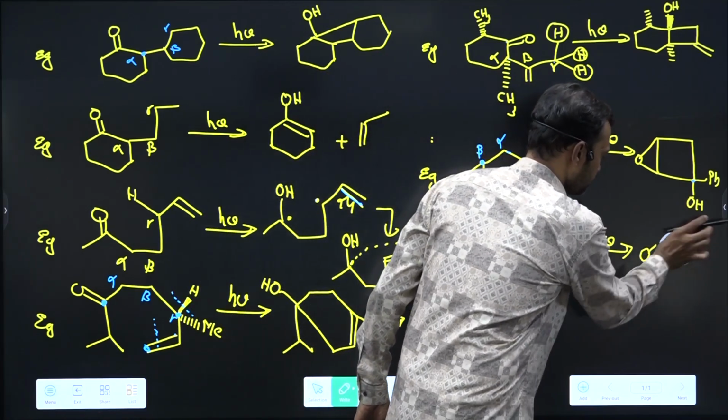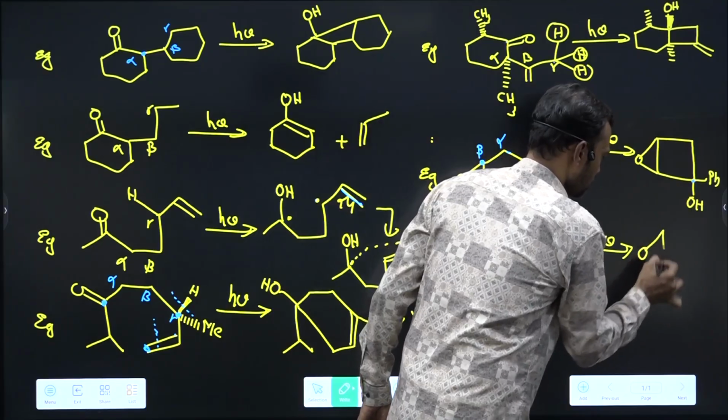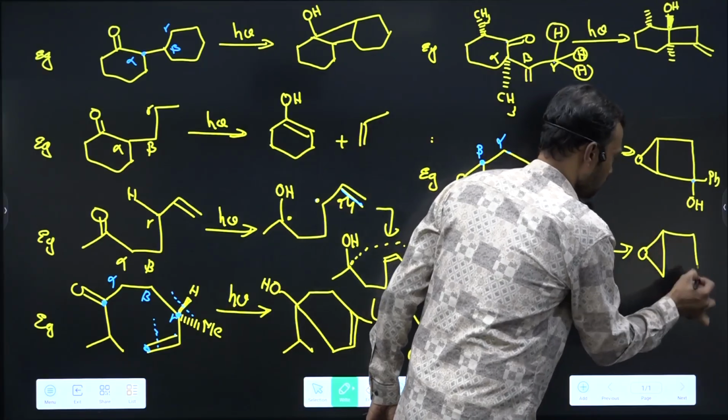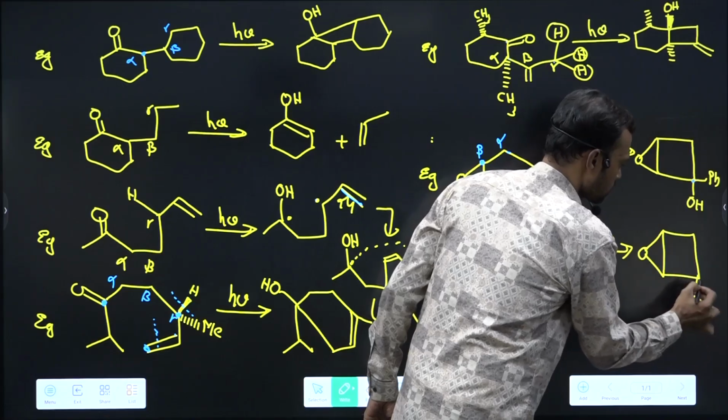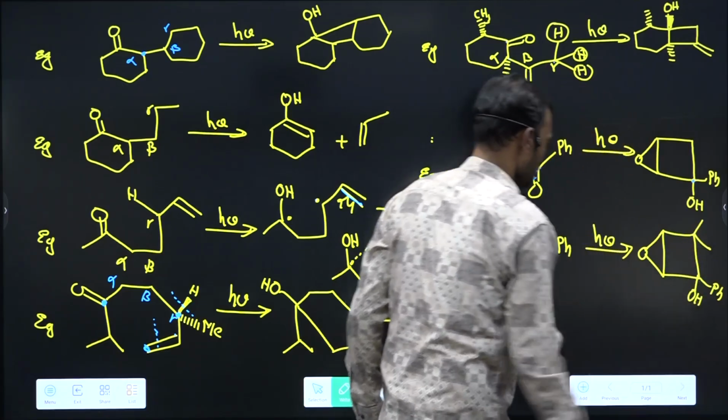So you can write this one, next here carbon, carbon, and here it is OH, and this is Ph, and 2 methyls. That is the answer.